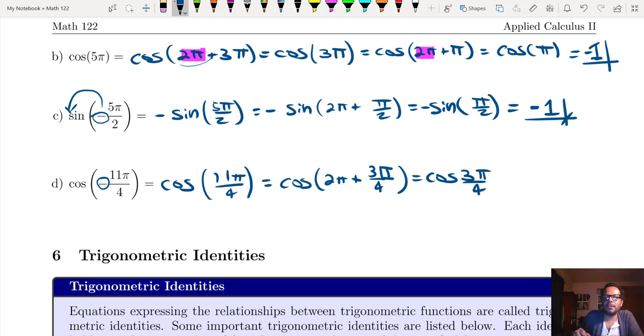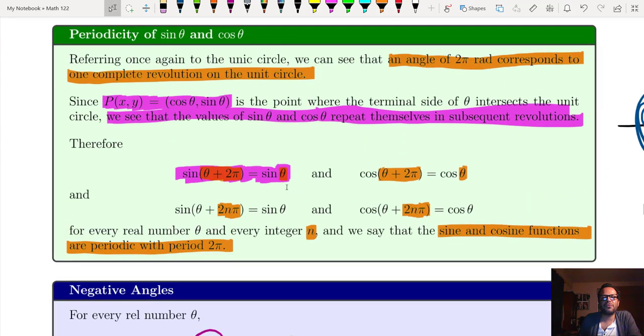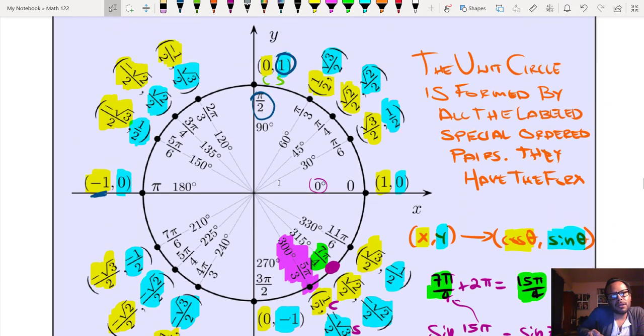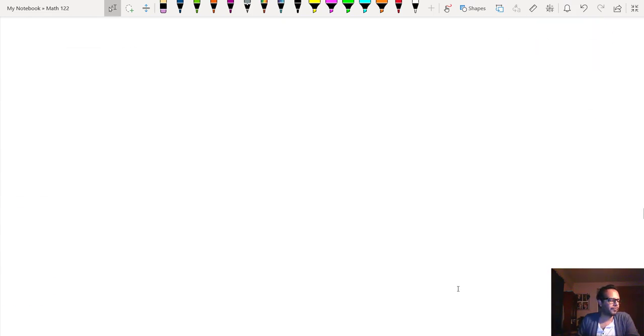Okay, again, this, if you will, disappears, right? Because it's falling in the same place, right? So cosine of 3 pi over 4. Let's go to 3 pi over 4 on the unit circle. 3 pi over 4, and cosine is the x value, that is negative root of 2 over 2. Okay.